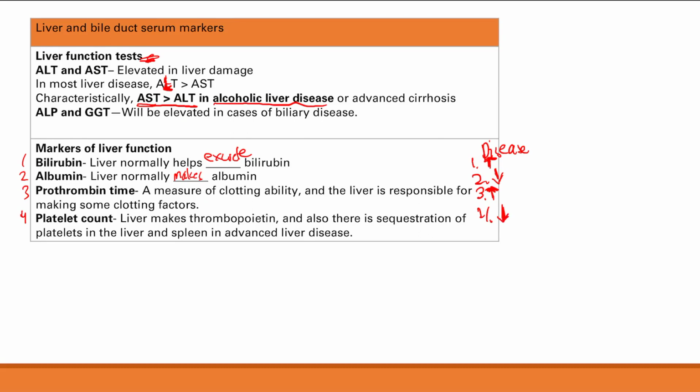You don't even have to memorize this. Just understand what the liver does for each of these markers of liver function, and it's obvious. Okay, so that's it for cirrhosis and its complications as well as these markers of liver disease.